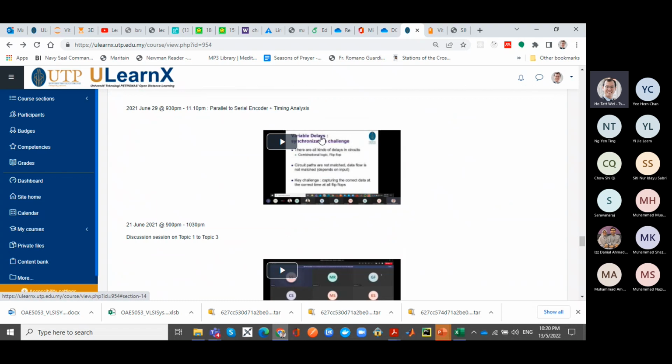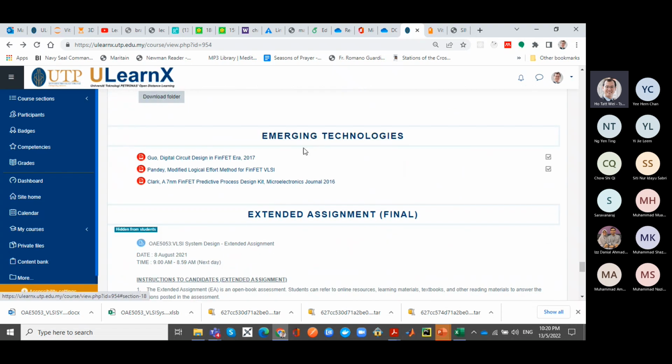Then towards the end here, just for fun, I give you some papers discussing FinFETs. FinFETs are supposed to be kind of an intermediate between CMOS transistors and the next generation device. We're still not very sure what the next generation device is. Maybe some of you in Intel might have some insight.